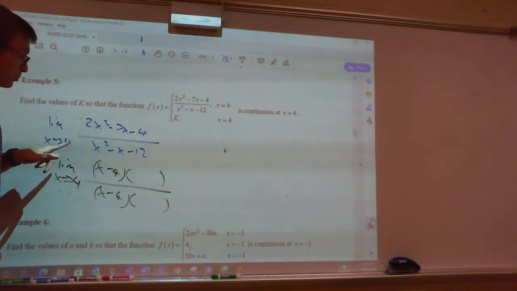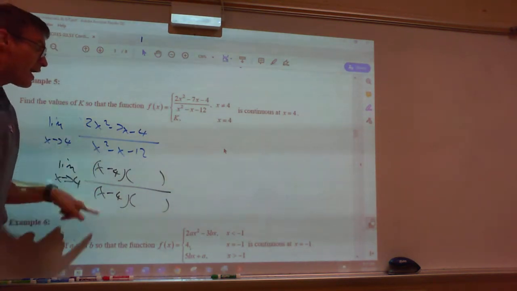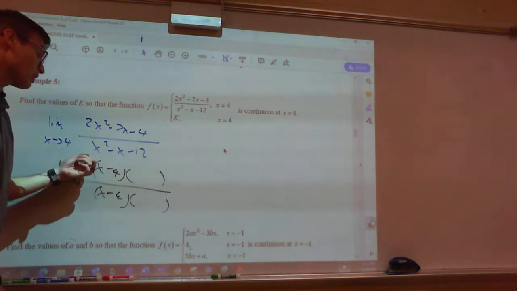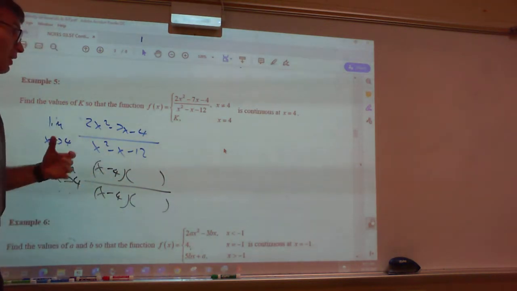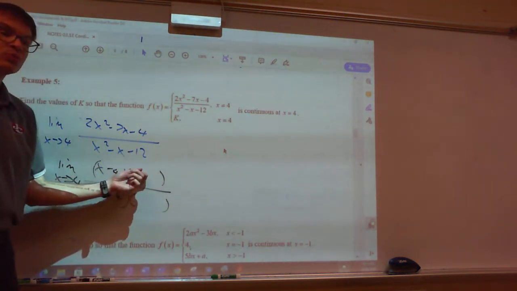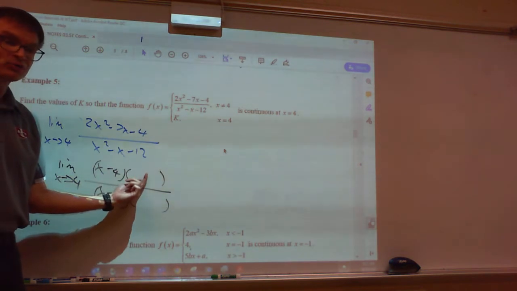Because anytime you plug a 4 in and get 0 over 0, that means an x minus 4 has got to cancel. If an x minus 4 has got to cancel, that means there's got to be one on top and one on the bottom. Which is handy because it lets you figure out what goes here. Right?